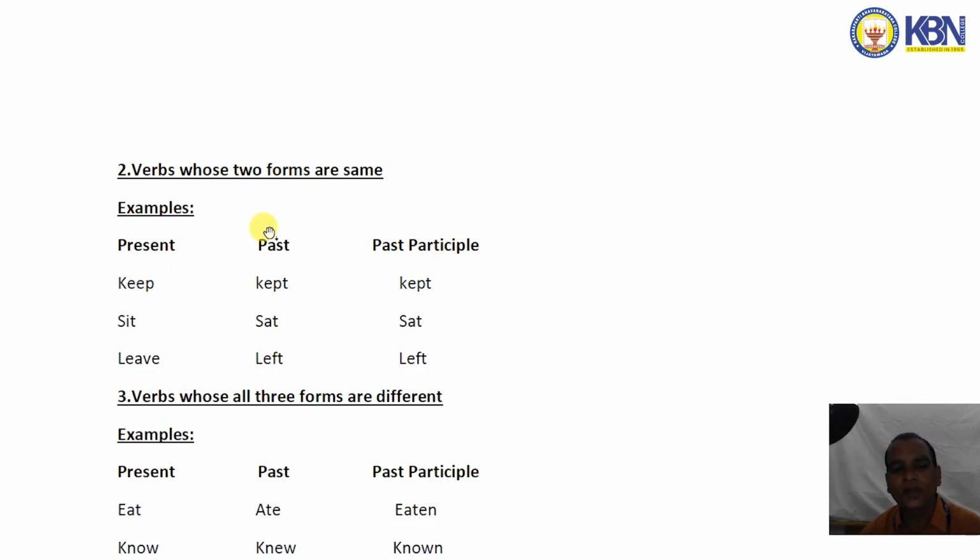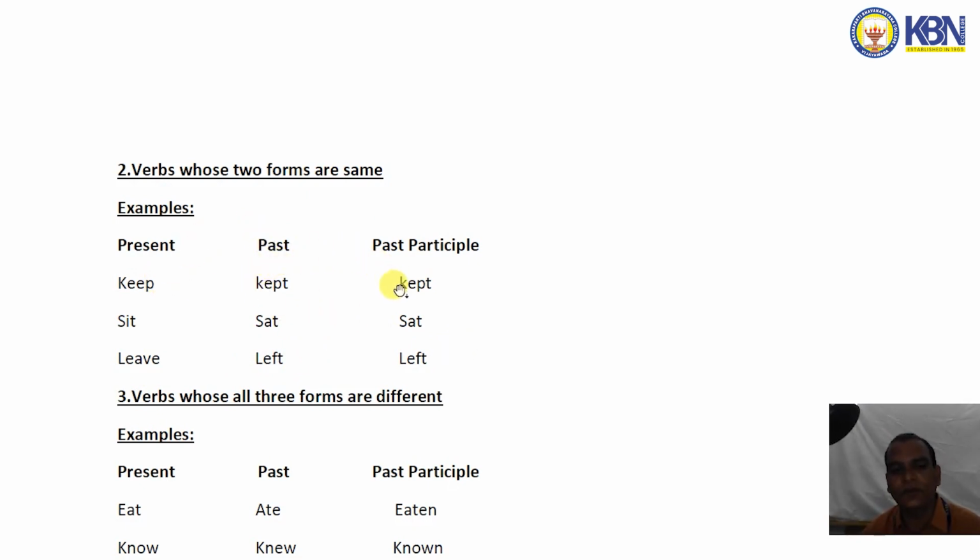సో ఏదైతే మనం కెప్ట్ అని రాసామో, అదే పాస్ట్ ఫామ్‌ని కూడా మనం పాస్ట్ పార్టిసిపుల్‌గా రాయగలిగినట్లయితే దట్ ఈజ్ కాల్డ్ V3 ఫామ్. అంటే బేస్ ఫామ్ వచ్చేసి కీప్, పాస్ట్ ఫామ్ అండ్ పాస్ట్ పార్టిసిపుల్ ఫామ్ వచ్చేసి కెప్ట్, కెప్ట్. సో సిట్, సాట్, సాట్. లీవ్, లెఫ్ట్, లెఫ్ట్. బేస్ ఫామ్ వచ్చేసి కీప్, దాని పాస్ట్ ఫామ్ వచ్చేసి కెప్ట్.